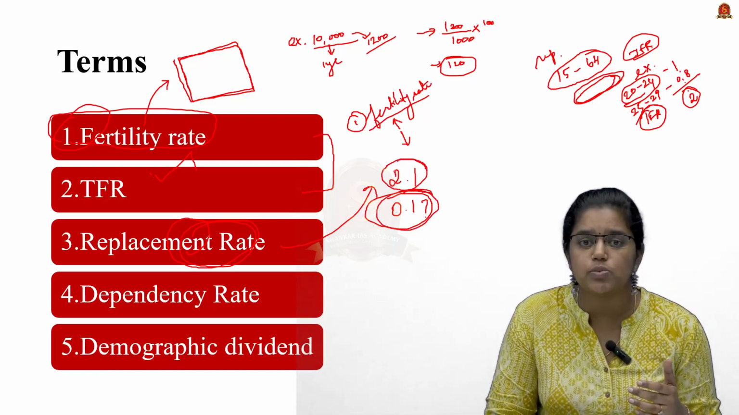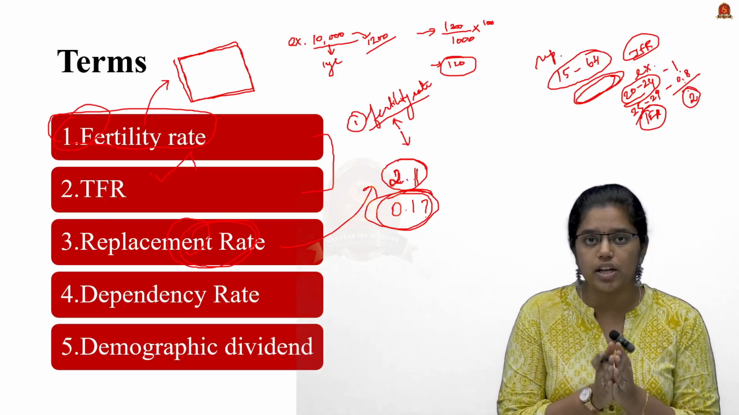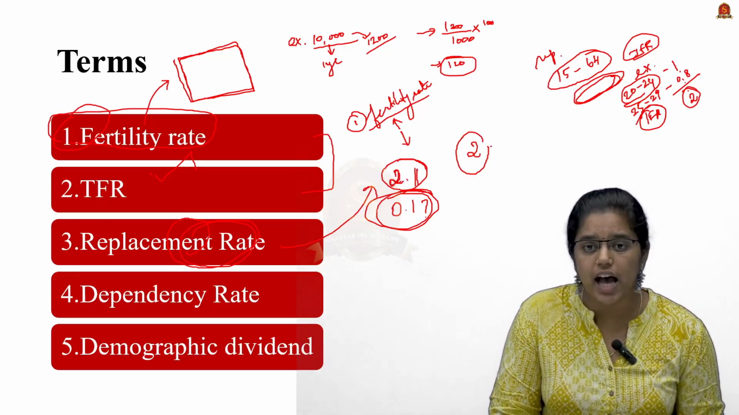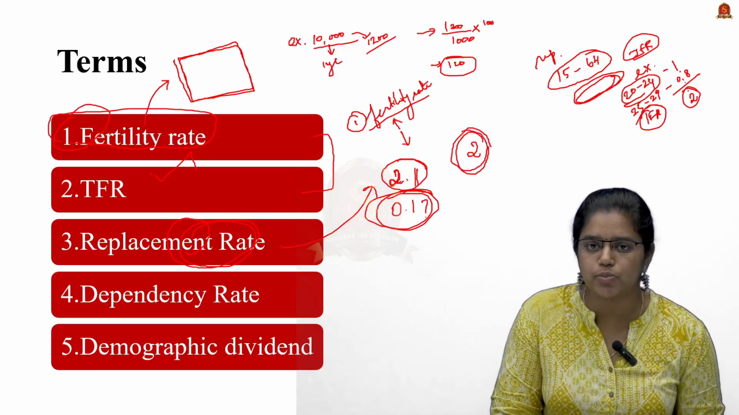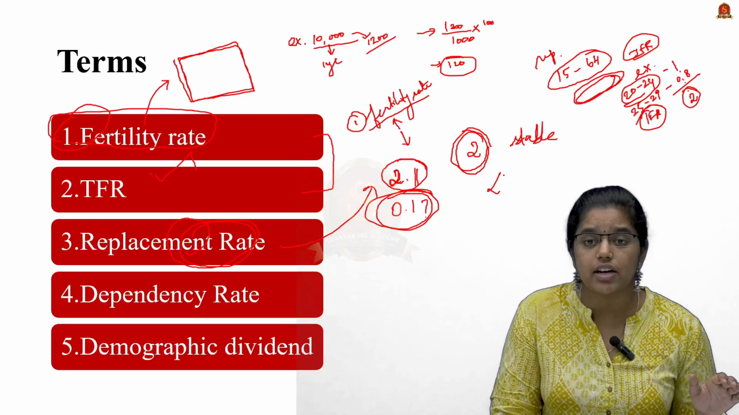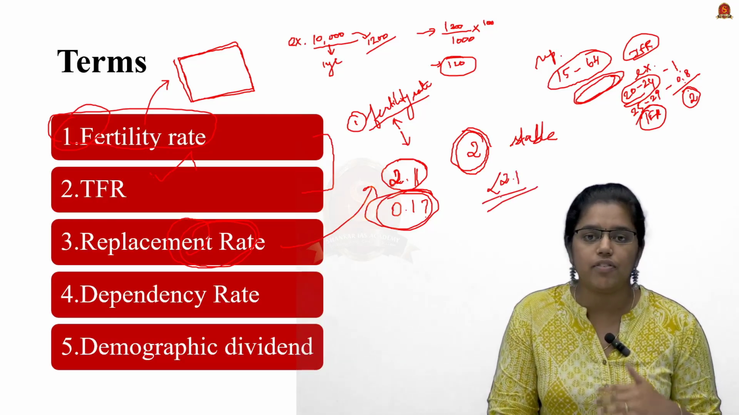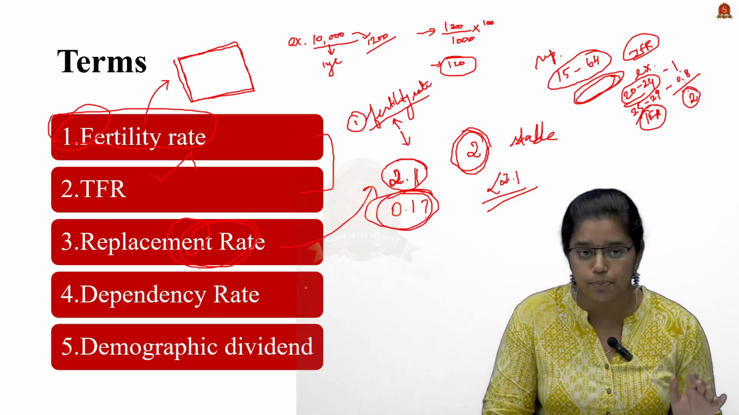So a replacement rate of about 2.1 is required for the population to increase. If a population has a rate of 2, the population will be stable in nature. And if the rate is less than 2.1, the population will decline. This is called the replacement rate.